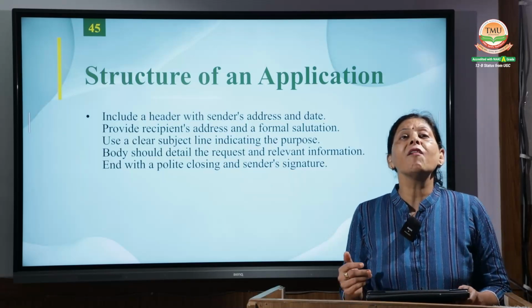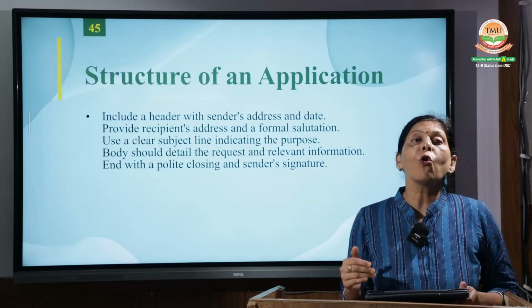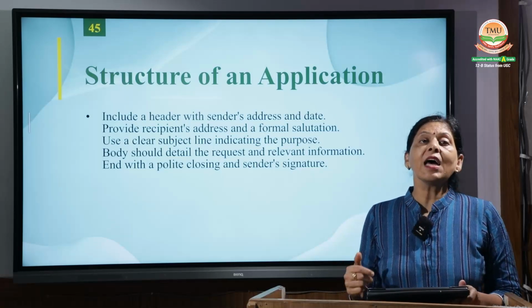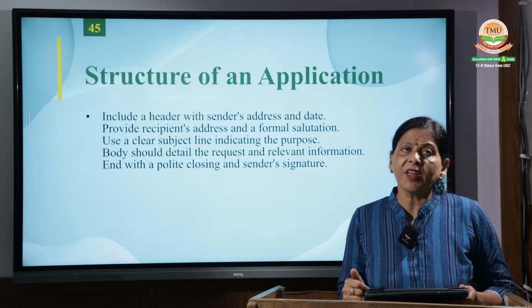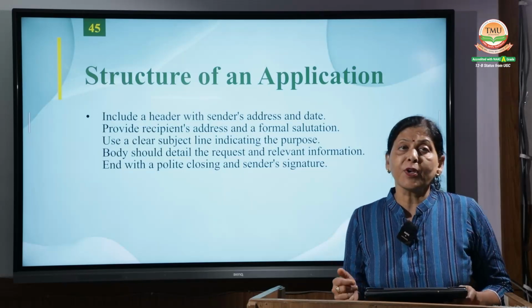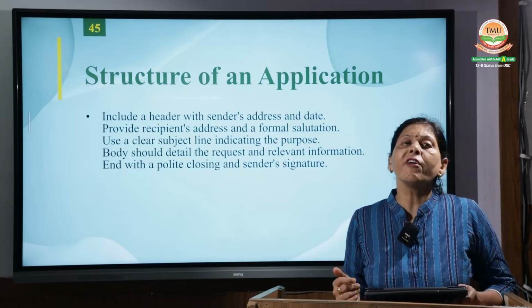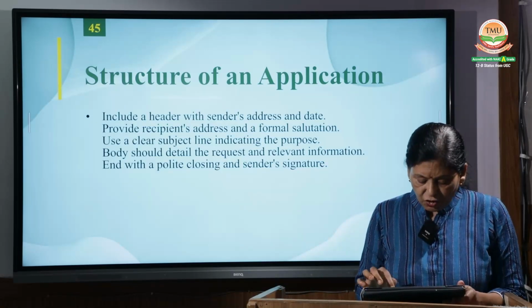The difference between a formal letter and an application is that we are applying for something. Application means applying for something. So obviously when we are applying for something, our tone has to be super soft. Our tone has to be super polite, because you are asking for a favor from the person across. So the tone has to be very, very soft.